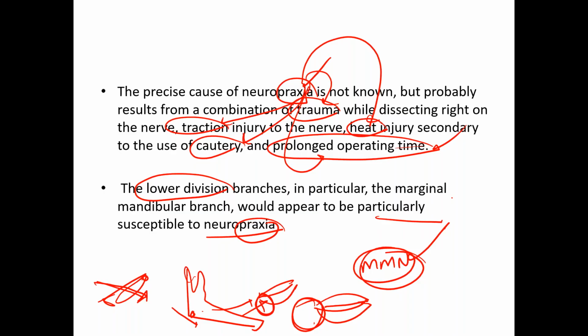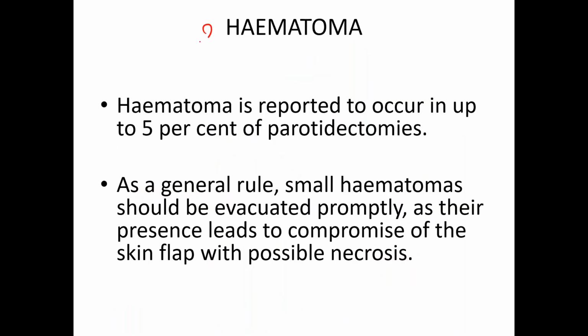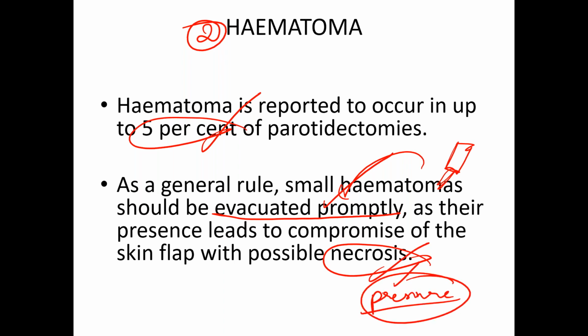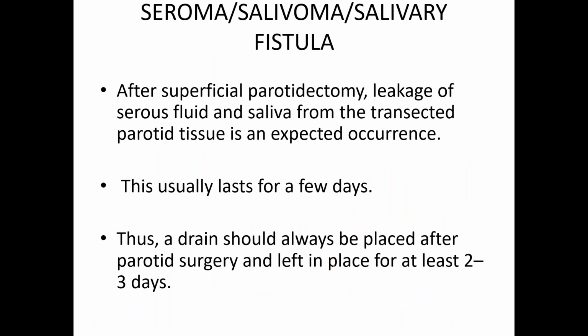So number 1 is nerve injury, number 2 is hematoma. When you are doing a surgery, you can have hematoma. It is reported in 5% of parotidectomies. Small hematomas should be evacuated promptly. If a hematoma is forming after surgery, you should evacuate it with the help of a syringe. Otherwise it leads to possible pressure necrosis. When there is a blood collection below the skin, it leads to pressure and skin flap necrosis.